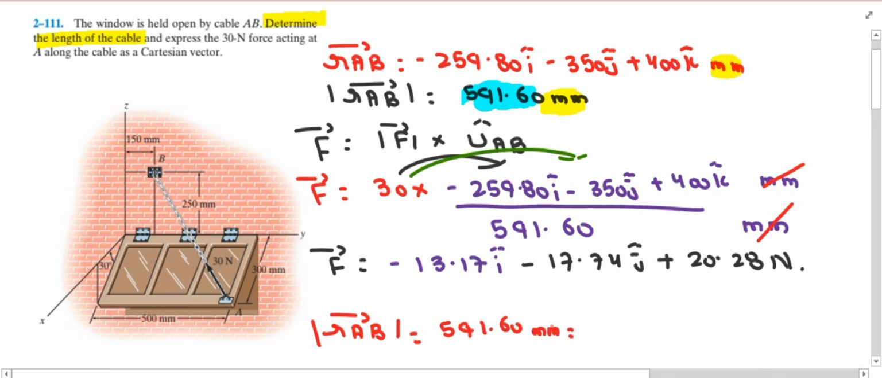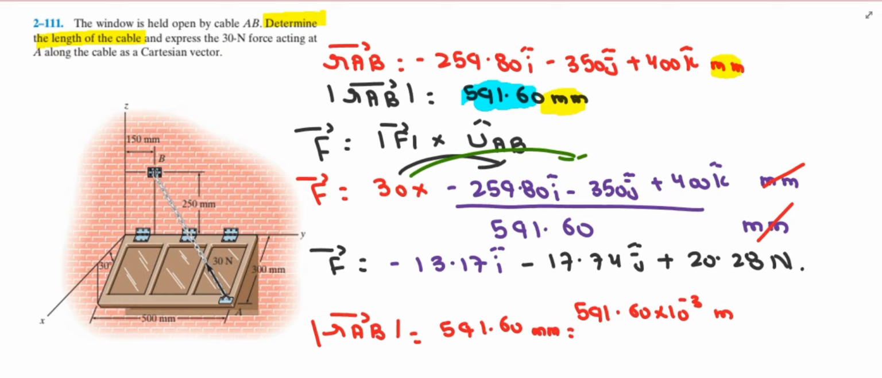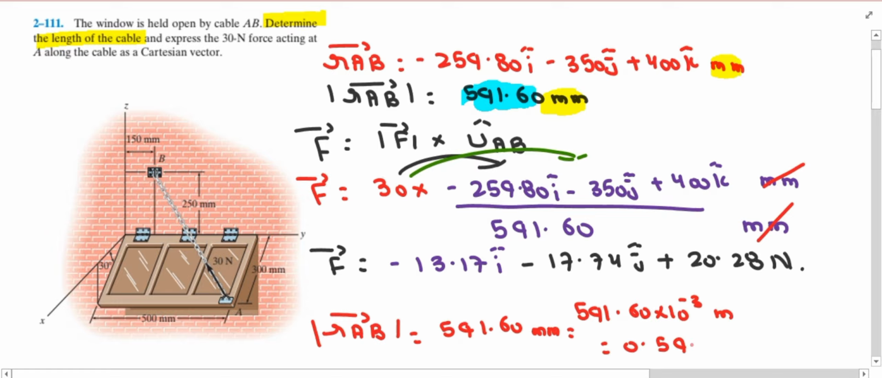One milli is 10 raised to the power minus 3. So it is 591.60 times 10 raised to the power minus 3 meter. If you multiply 591.60 with 10 raised to the power minus 3, it gives 0.5916 meter. So 591.60 millimeter is equivalent to 0.5916 meter. Your question has been solved here, and your concept too.